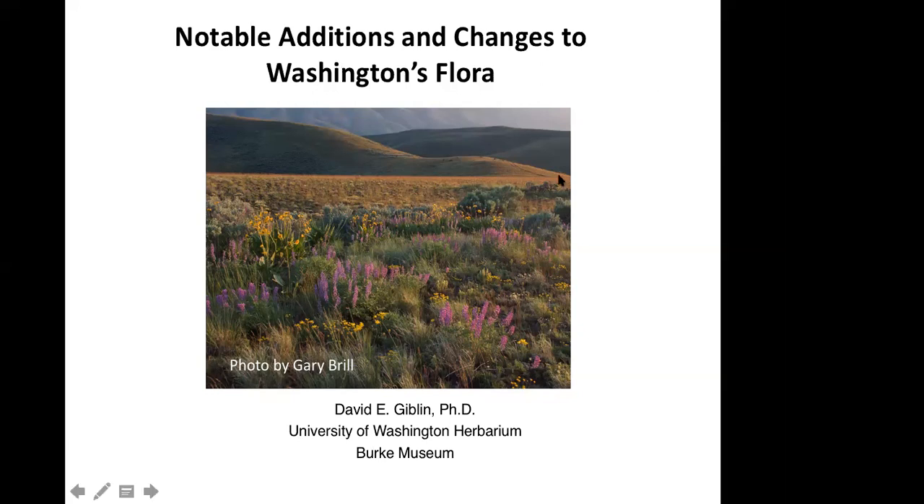I just wanted to point out that this is a picture taken by Gary Brill at Black Canyon. And Black Canyon is in the Venus area between Klickitat and Yakima County. If you get a chance, if our world changes, you can go out and do wildflower hikes. It's a great place to go in May and early June.